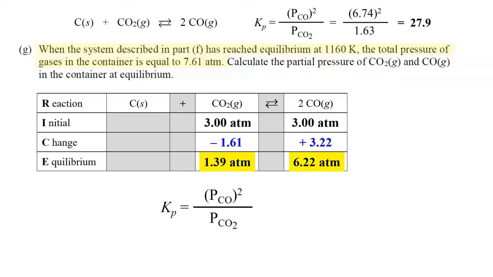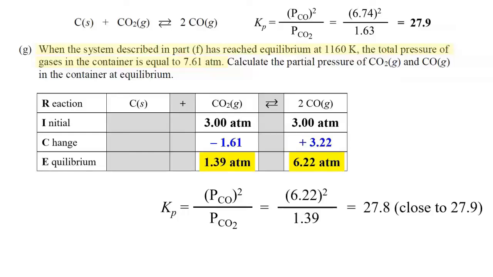Now, just as a check, let's see if we plug the partial pressures of each gas at equilibrium into the equilibrium constant expression, whether we get a number that's close to 27.9. So 6.22 squared divided by 1.39. When I do that math on my calculator, I get 27.8. That's pretty close to 27.9, so I'm satisfied that these values are, in fact, the equilibrium system for this particular reaction.